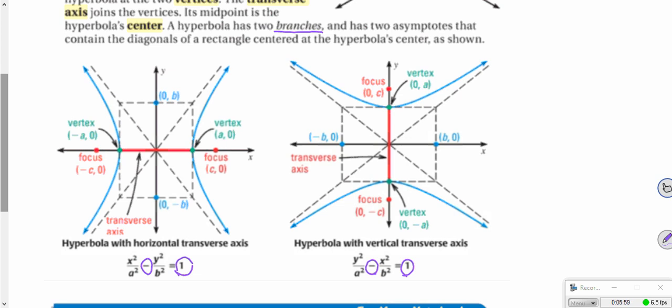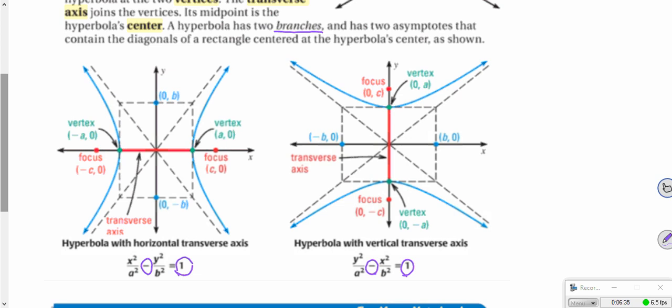Also, on hyperbola, let me backtrack to ellipse. If you remember on ellipse, whichever number was bigger, the a squared or the b squared, determined your major axis, whether it was horizontal or vertical. On a hyperbola, it's whichever one is in the front that is going to give you your vertices for your transverse axis. Okay, whichever one is in front.